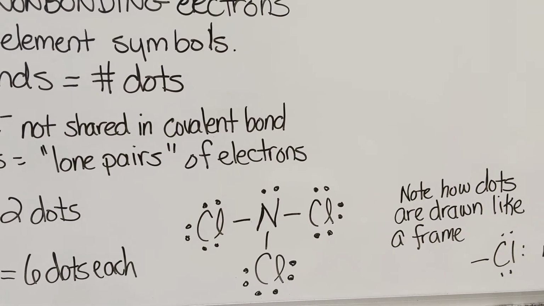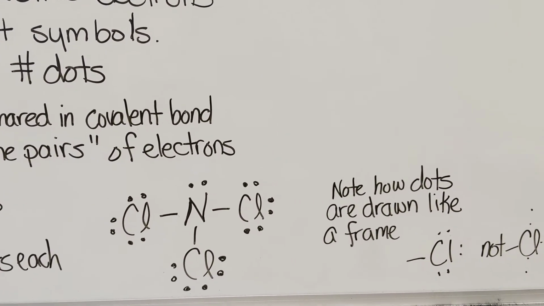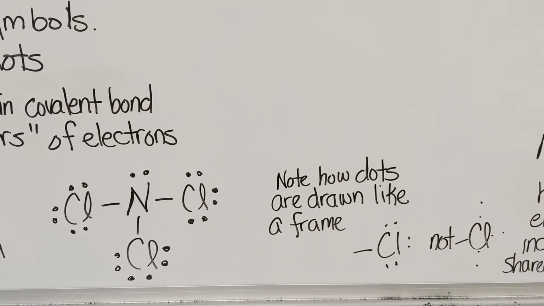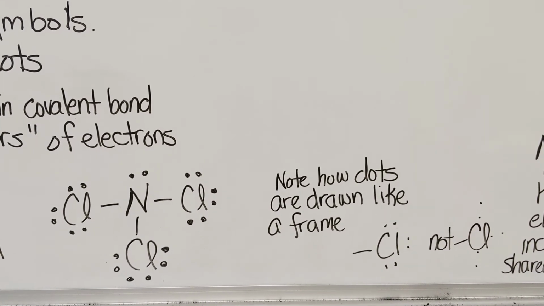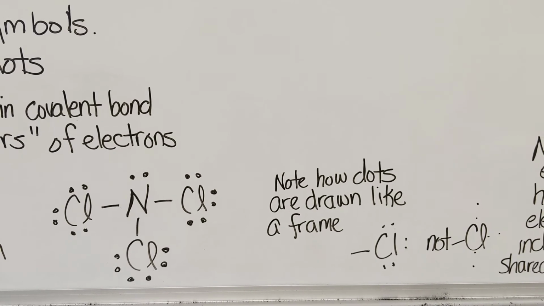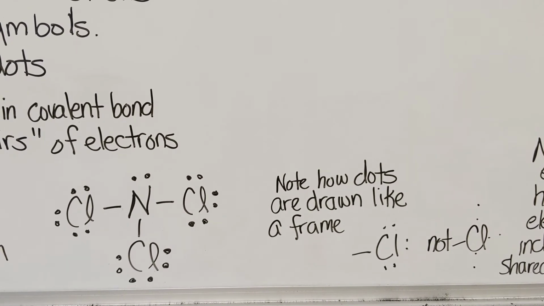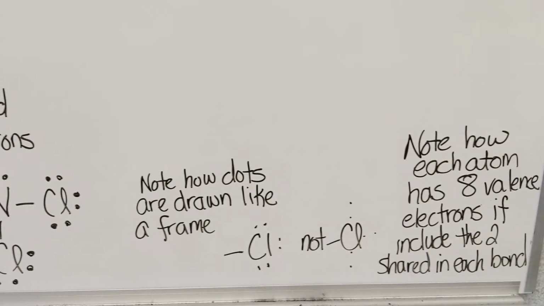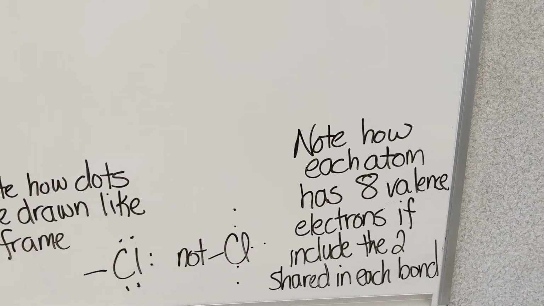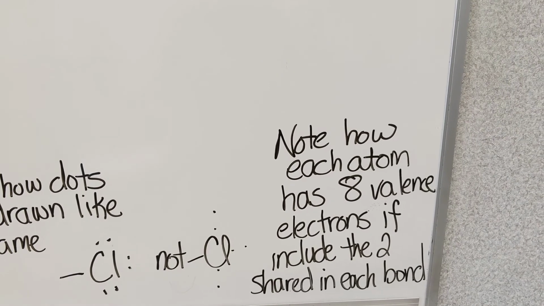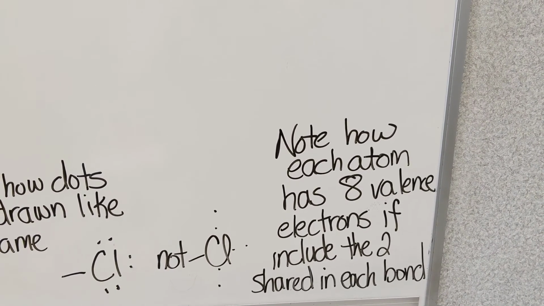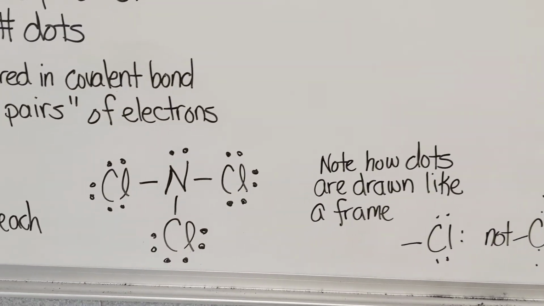Note how the dots are drawn like a picture frame going around the atom symbols. So it's done more like a rectangle than some sort of expanding drawing of dots. Also note how each of the atoms has 8 valence electrons if we include the 2 electrons shared in each bond.